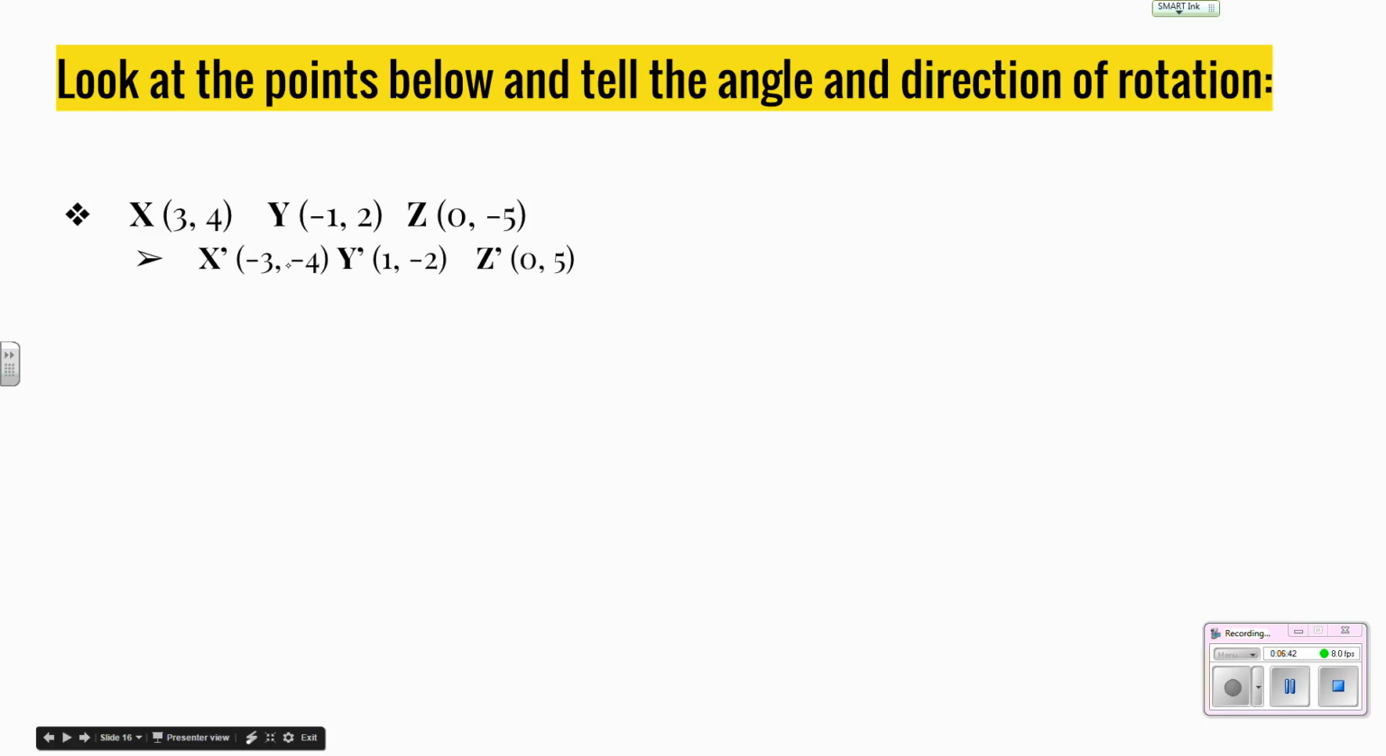My 3 and my 4 are still a 3 and a 4, but instead of a positive 3 and 4, they are both a negative 3 and 4. And my -1 and 2 are still 1 and 2, but my -1 has become positive, and my positive 2 has become negative. So the pattern I'm noticing is that the x and the y are in the same place. They're just changing signs. 0 can't change signs because it's not positive or negative, it's just 0. But my -5 became a positive 5, and that works with this pattern.